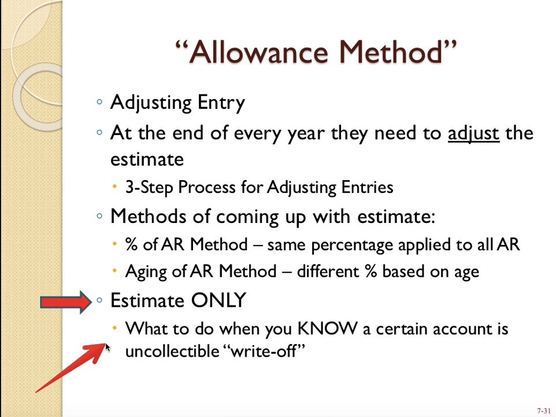So let's say we have a customer who's gone out of business, or they've filed for bankruptcy. Well, chances are we're pretty much not going to be able to collect that. So there's something else that we do when that happens, because it's no longer an estimate, it's a known amount, and we call that a write-off. We're going to talk about that more in class. I just want you to be a little bit familiar with that term write-off.